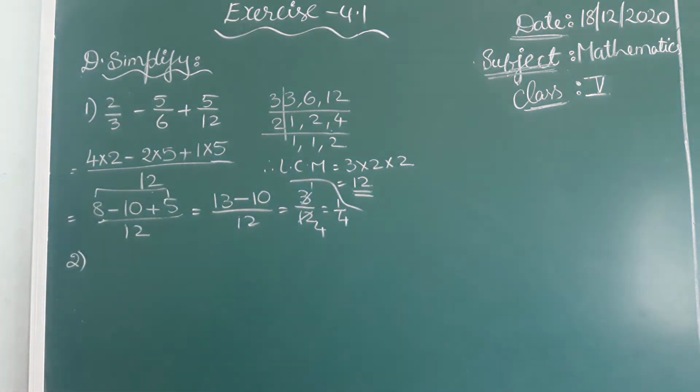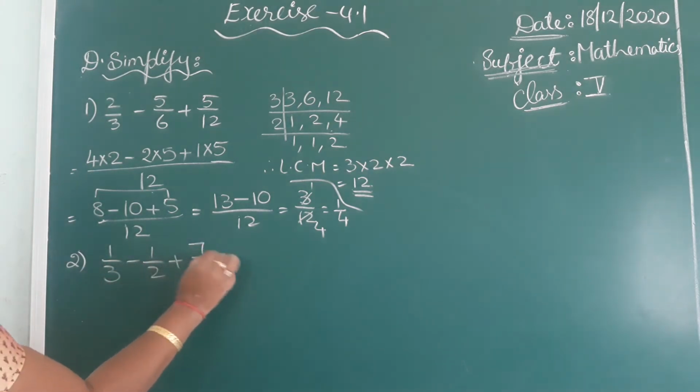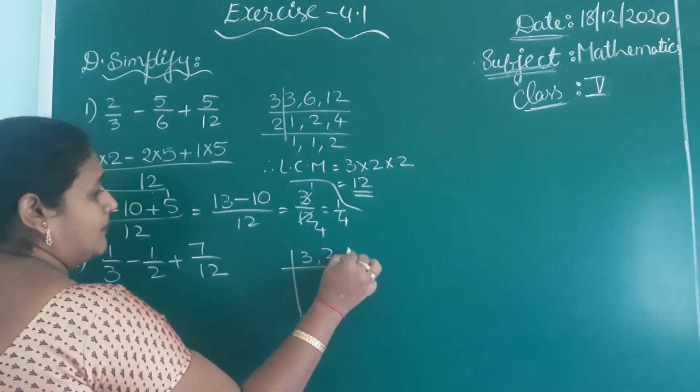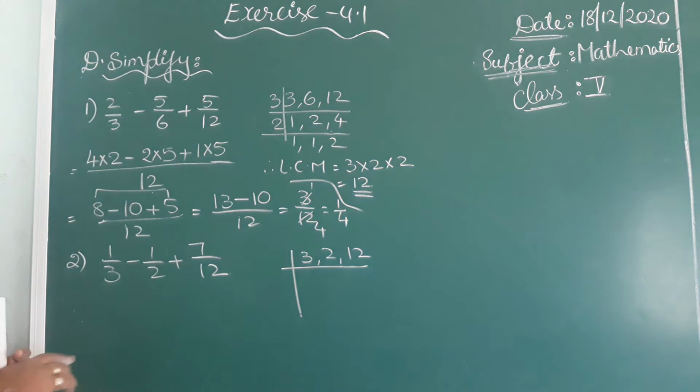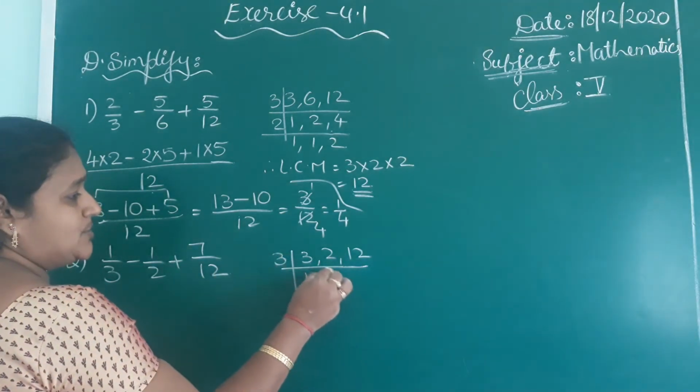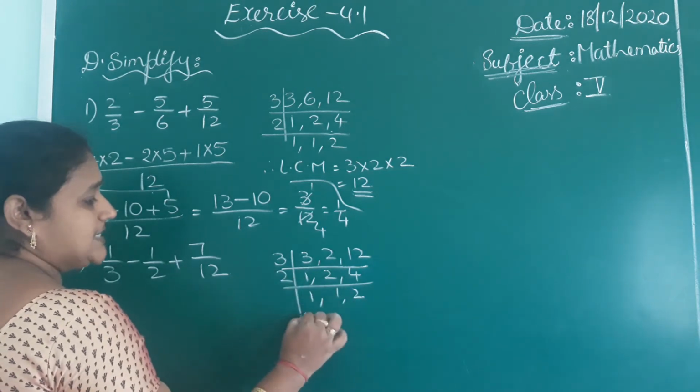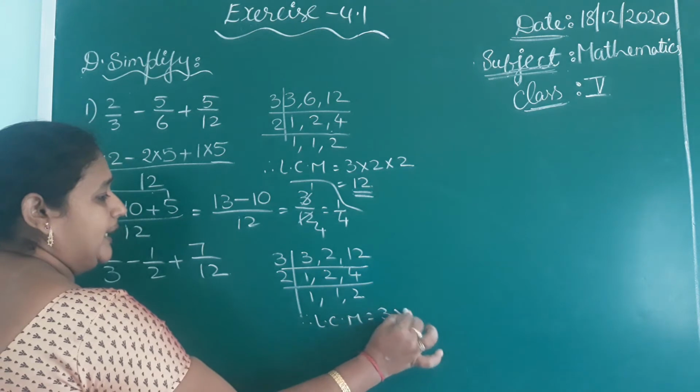See the second one. Second one: 1 by 3 minus 1 by 2 plus 7 by 12. Here first find the LCM of 3, 2, 12. Here 12 is the only multiple, 12 is the LCM because 12 is the multiple of these two numbers. I will tell you the process also. 3 ones are 3, 3 fours are 12. Again 2 ones are 2, 2 twos are 4. LCM equals 3 into 2 into 2.